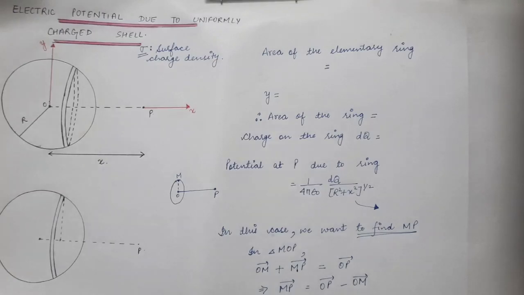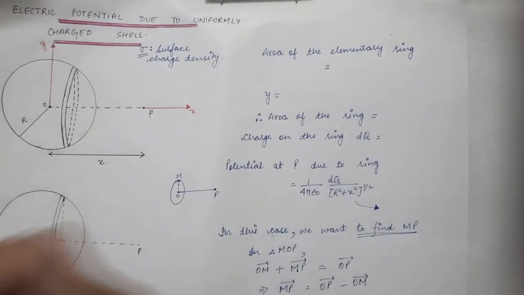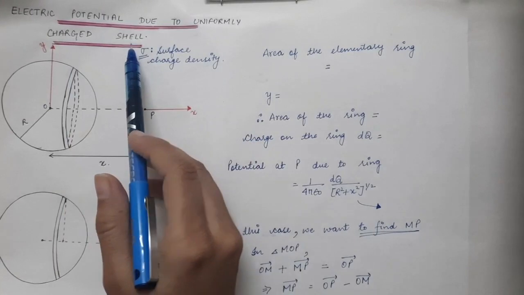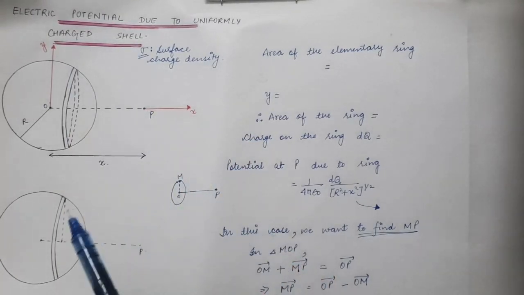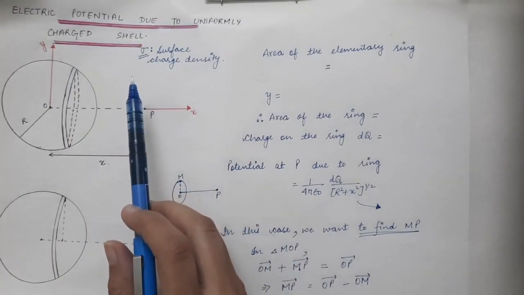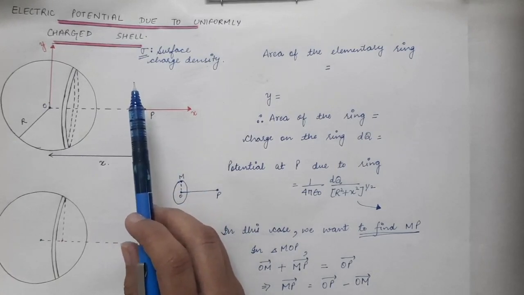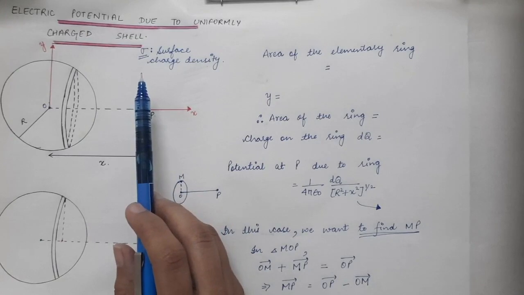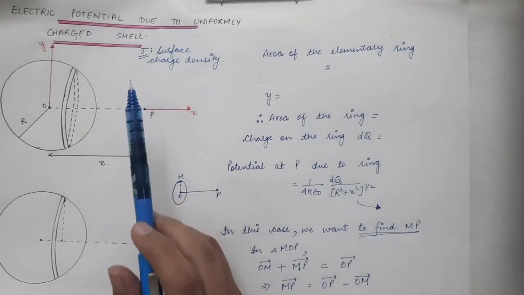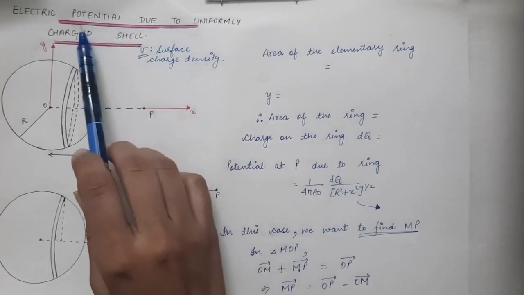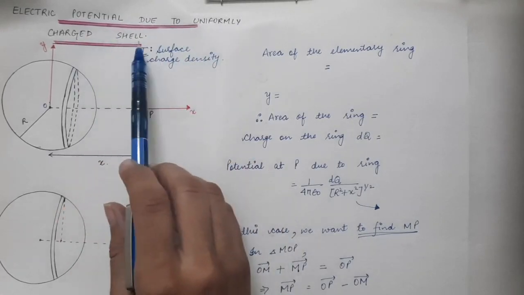In this lecture, we are going to find out the electric potential due to a uniformly charged shell. In the previous lecture, we found out the electric potential due to a charged disk, and in the lecture before that, we talked about the electric potential for the case of a circular loop. So in this lecture, we are going to find out the electric potential due to a uniformly charged shell.